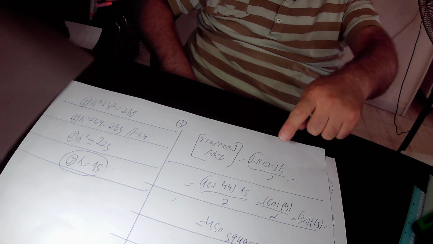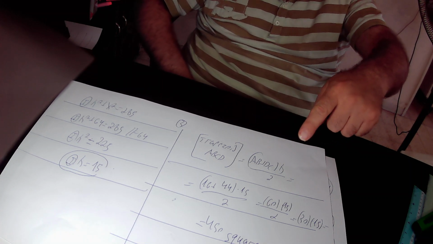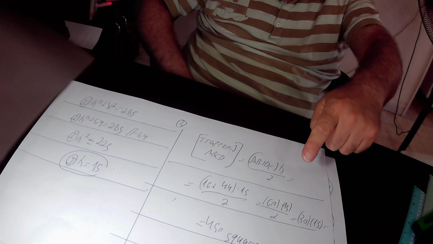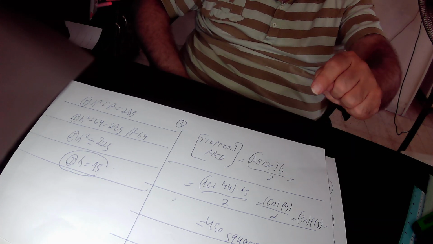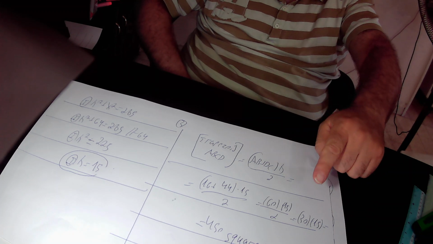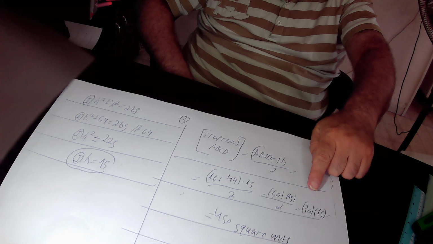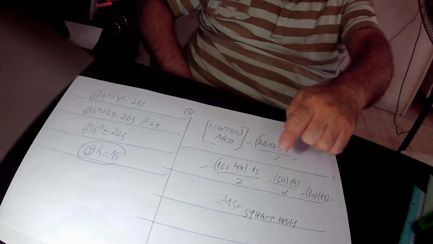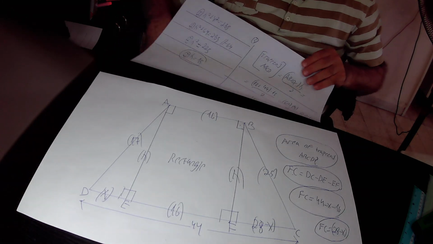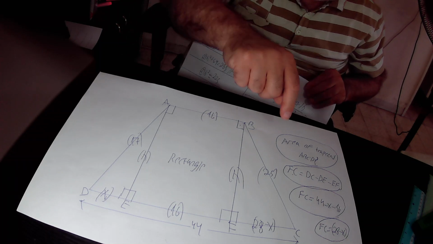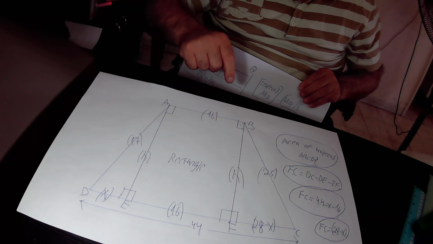AB is 16, DC is 44, H is 15, divided by 2. 16 plus 44 is 60, times 15 divided by 2. 60 over 2 is 30, so in total this expression equals 30 times 15. 30 times 15 is 450. So in total we found the area that we are looking for, that is the area of this trapezoid ABCD, is equal to 450 square units.